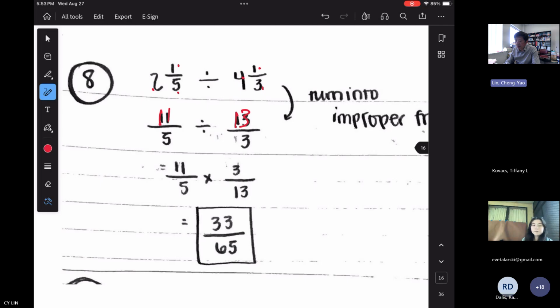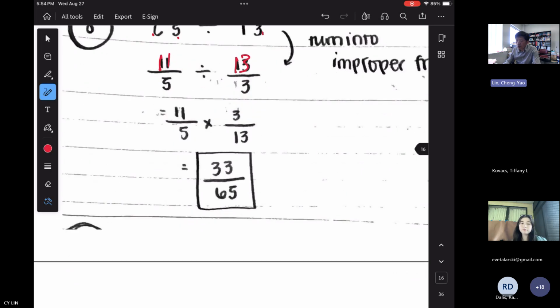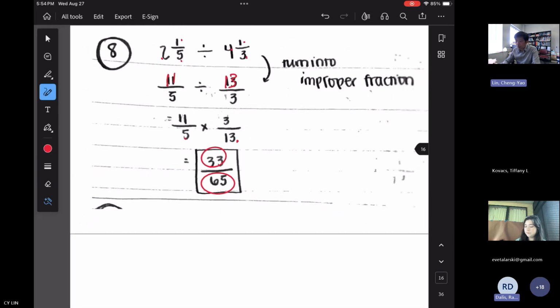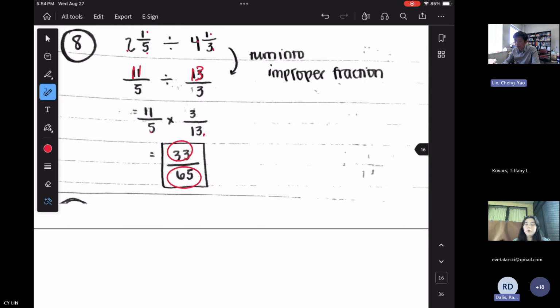So next, 11 over 5, and then invert the second, so 3 over 13. Therefore, we have the numerator times the numerator, which gives 33, and the denominator times the denominator, which gives 65. Is this the final answer? Yes, because we cannot reduce this at all. So that's the final answer. Check mark, that means correct.